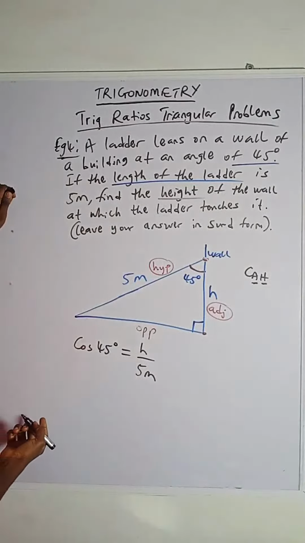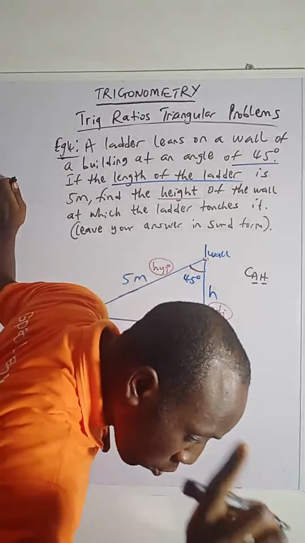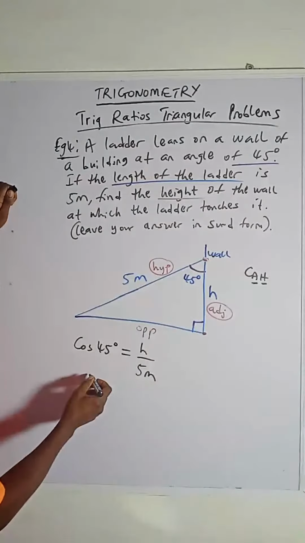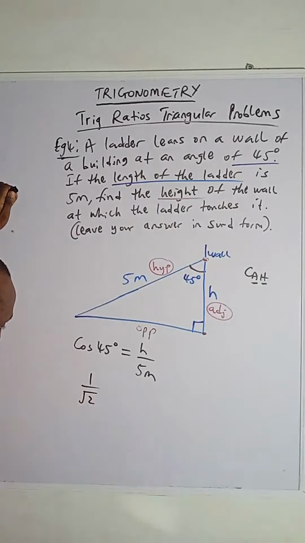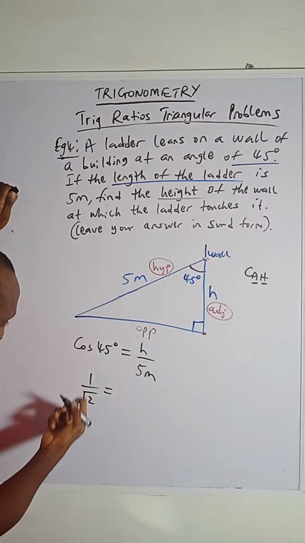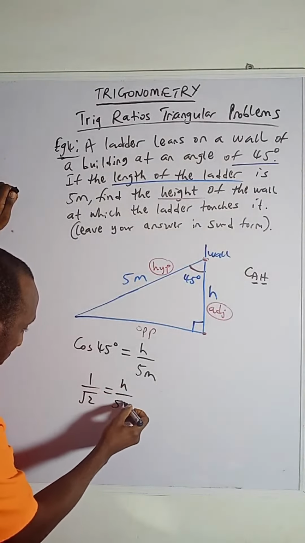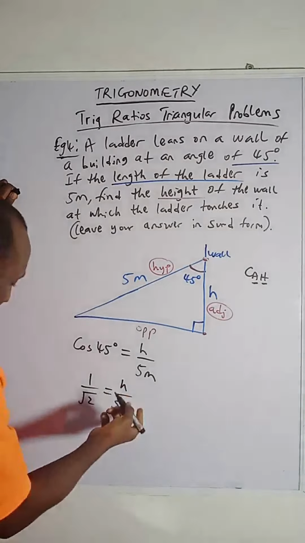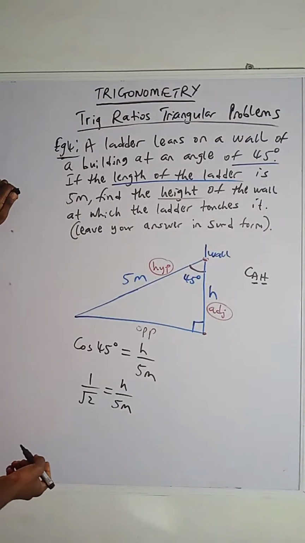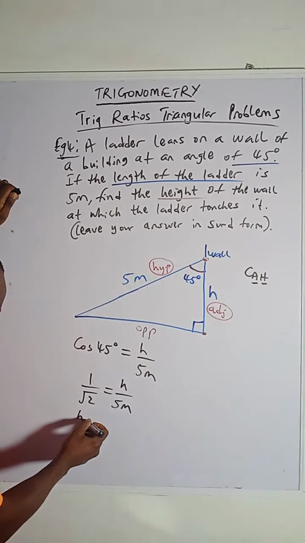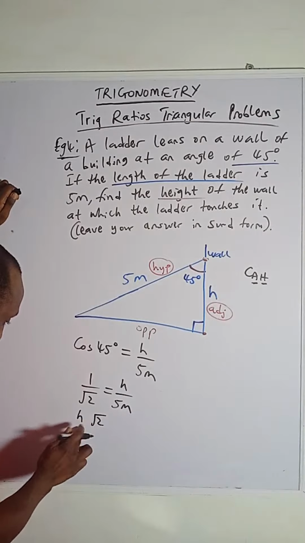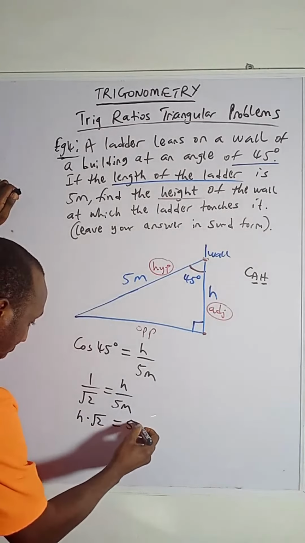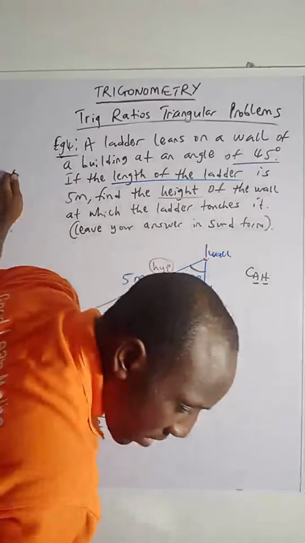What's cos 45 degrees? 1 over root 2. Thank you, Pandey. Thanks for being a good student. So 1 over root 2 is equal to h over 5 meters. For us to get h, we have to cross multiply. So that's h times root 2 is equal to 5 meters. Hope you can see that.